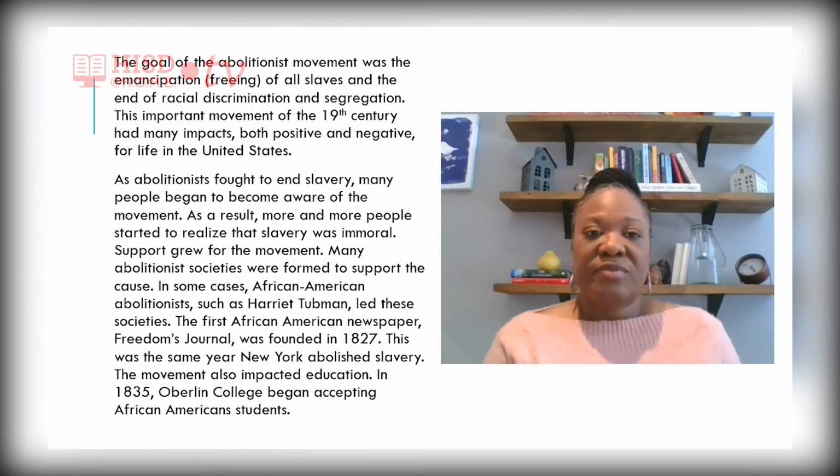The first African American newspaper, Freedom's Journal, was founded in 1827. This was the same year New York abolished slavery. The movement also impacted education, and in 1835, Oberlin College began accepting African American students.